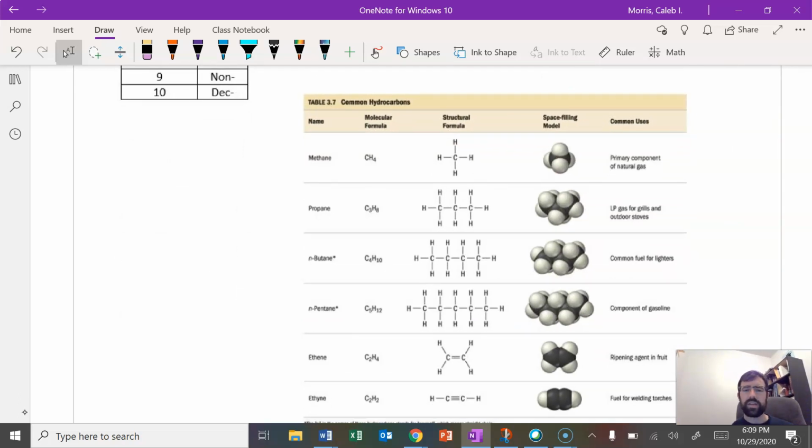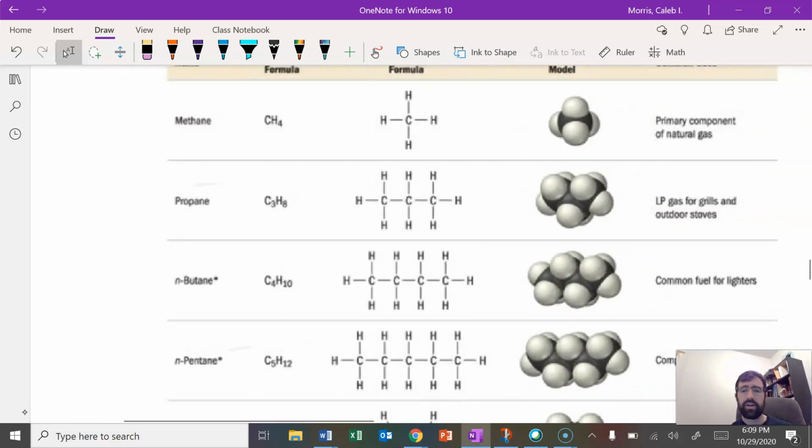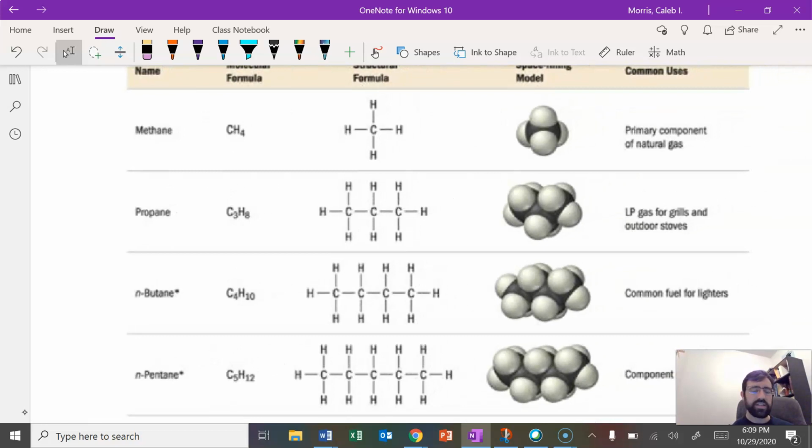So some common hydrocarbons you've probably heard of are like methane, CH4. If you look at the structure, see how there's only single bonds in it? That's why it ends in ane. If we look at propane, all of these are single bonds. Butane, it's got 4 carbons, so that's why it's but. And then all of the bonds in it are single bonds, so that's butane.